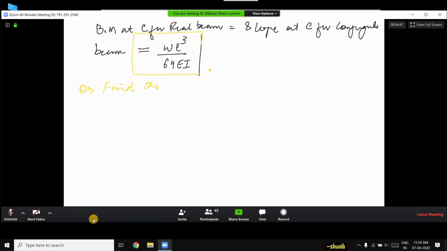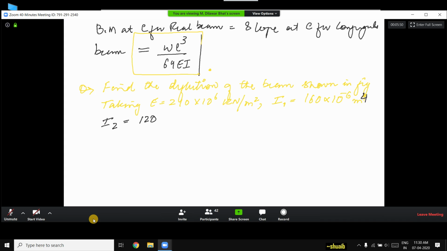Find the deflection of the beam shown in figure, taking E equal to 210 multiplied by 10 raised to the power of 6 kilonewton per meter square, and I1 equal to 160 into 10 raised to the power of minus 6 m4, and I2 as 120 into 10 raised to the power of minus 6 m4.